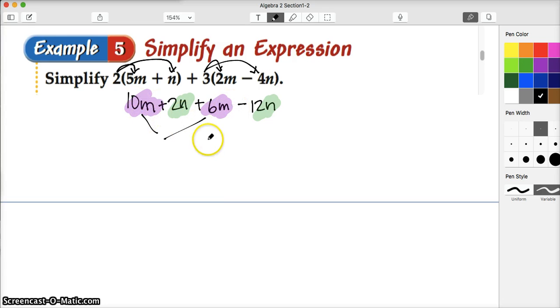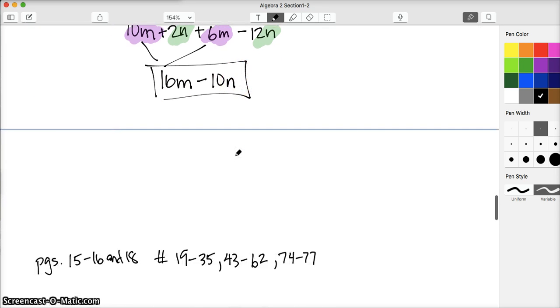If I've got a positive 10m and a positive 6m, I've got 16m. And if I have a positive 2n but a negative 12n, I'm adding two numbers with different signs. I subtract and take the sign of the higher, and I get negative 10n. All right, so that is our final problem. I hope that made sense. Please feel free to ask me any questions if you have them.